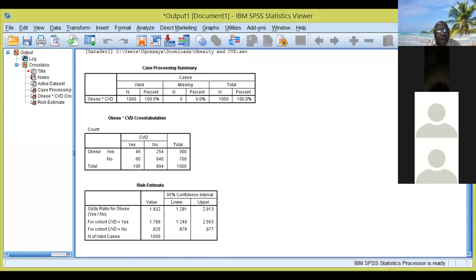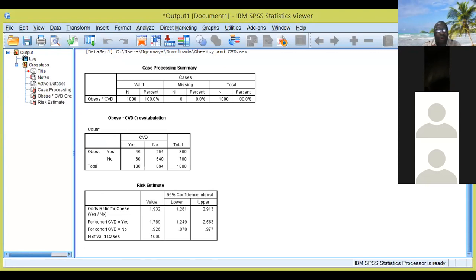You can see the odd ratio now, 1.93. If you remember, can you see the crude odd ratio, 1.93? And it's significant because the confidence interval does not cross 1.